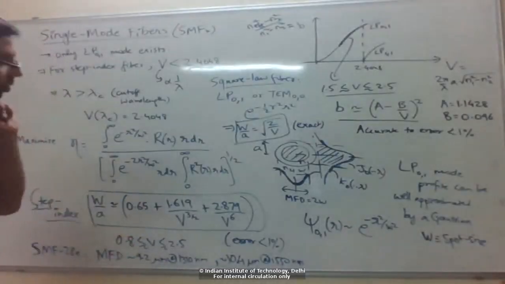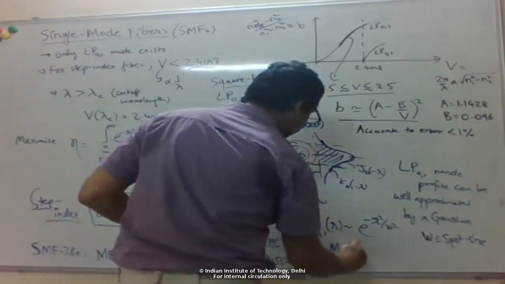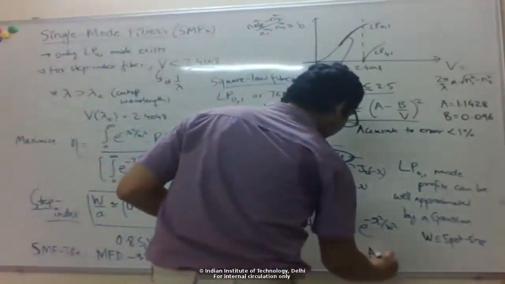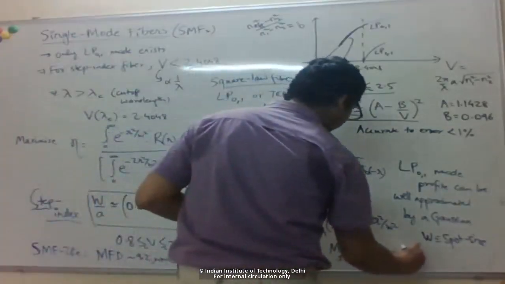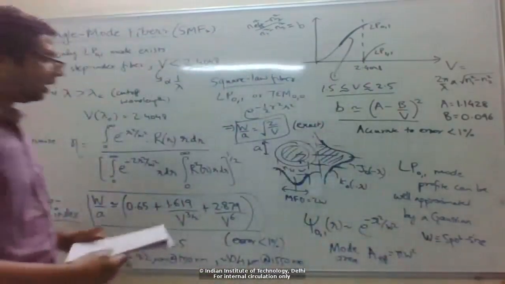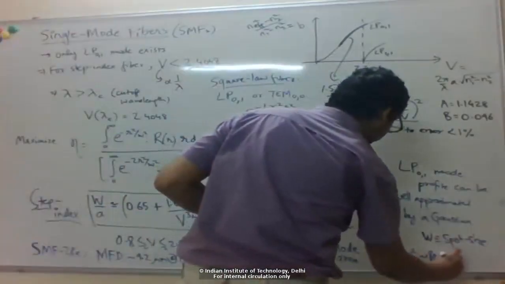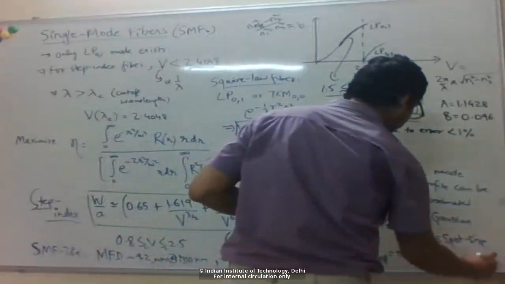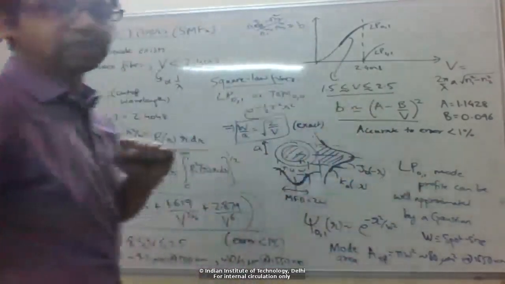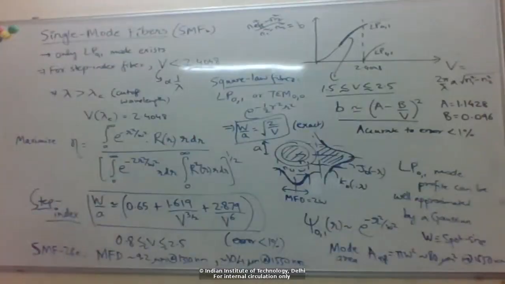One other quantity which is often quoted, apart from the mode field diameter, is the mode area. This is an important parameter for various applications, for example in nonlinear optics. This mode area A effective is just pi w squared, where w is the radius of the spot. For this SMF28E, this comes out to be about 80 micron squared at 1550. Just to give you some idea about the numbers involved. This is slightly larger than the area of the core itself, again because the mode leaks into the cladding.